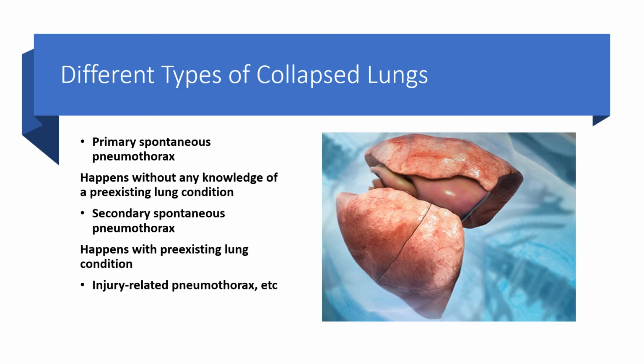Secondary spontaneous pneumothorax is when you have asthma, whooping cough, tuberculosis, something along those lines that can affect your lungs and put you at a higher risk of having a collapsed lung. And injury-related pneumothorax is a gunshot wound, a stab wound, something where you get injured, not from a pre-existing health condition.